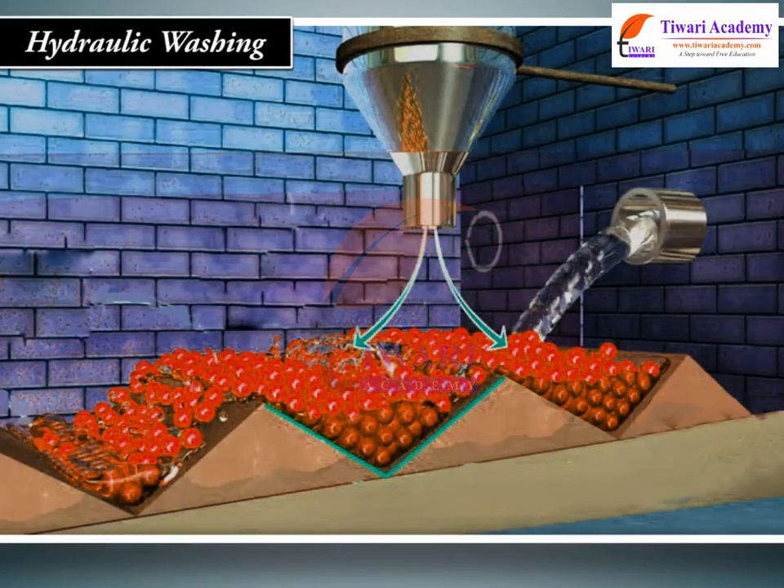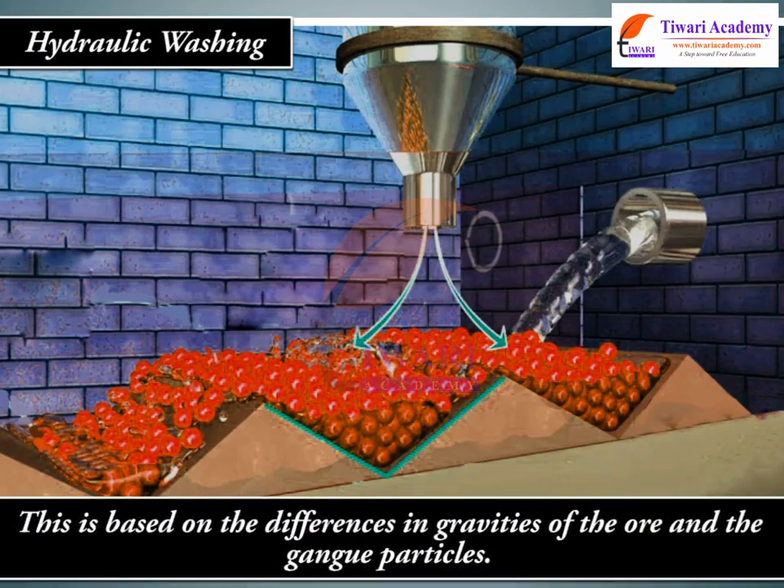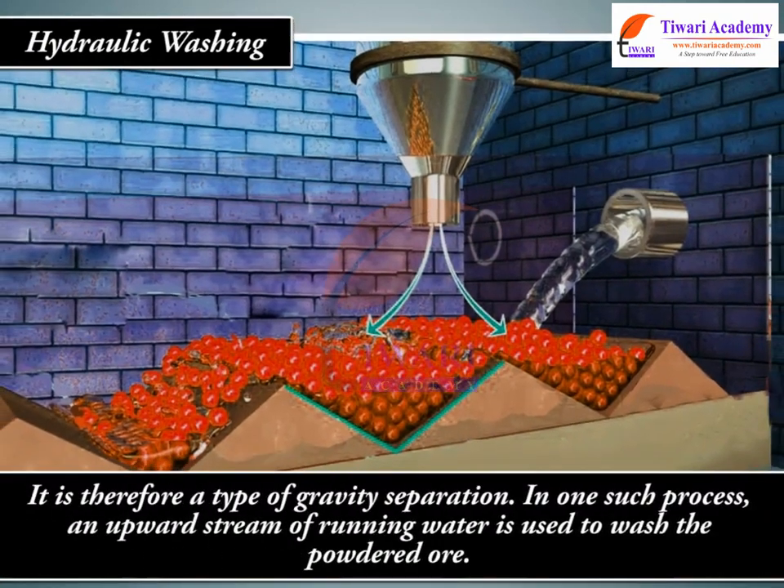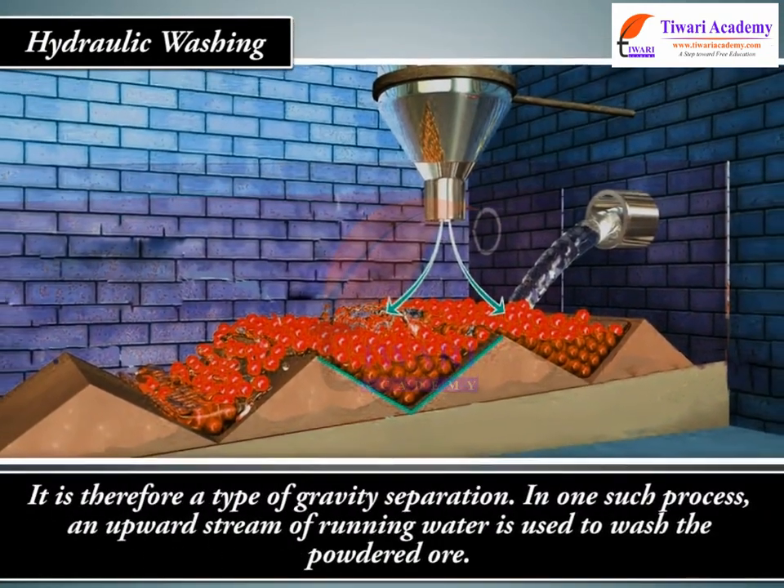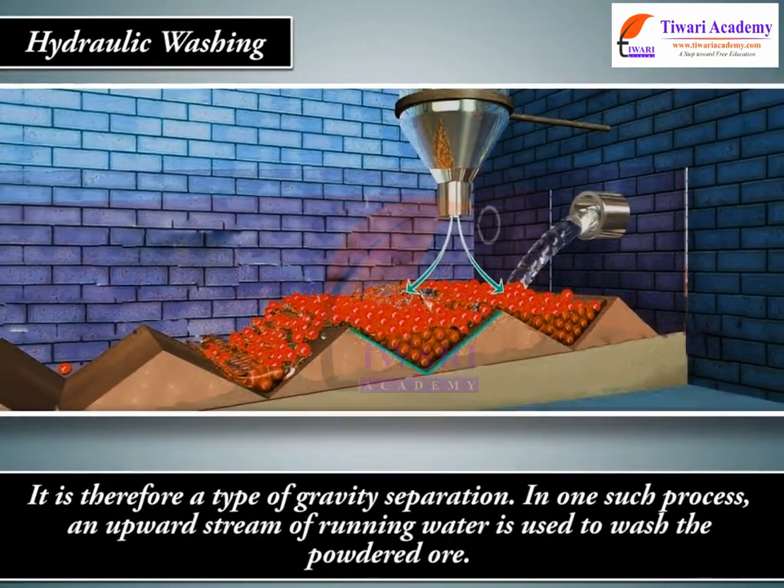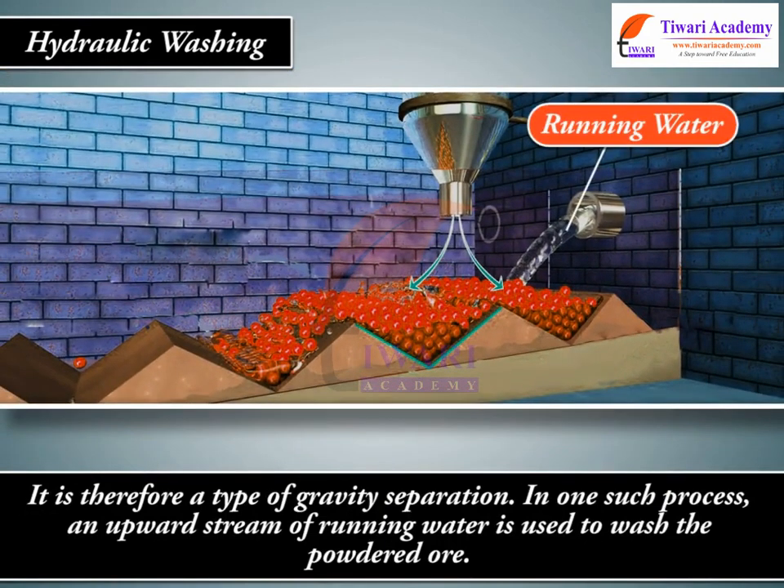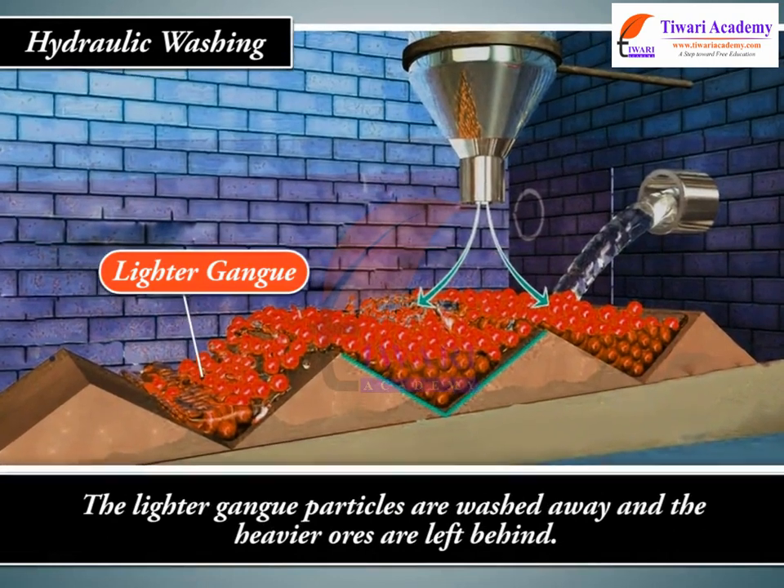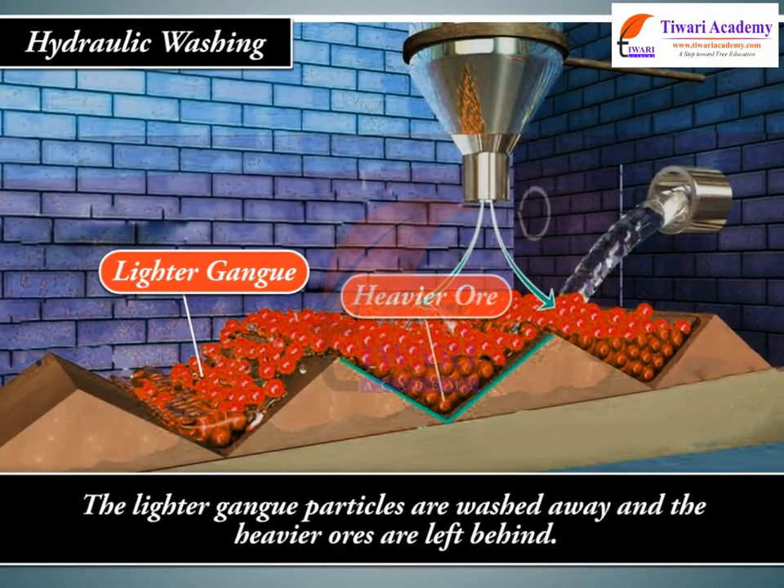Hydraulic washing. This is based on the differences in gravities of the ore and the gangue particles. It is therefore a type of gravity separation. In one such process, an upward stream of running water is used to wash the powdered ore. The lighter gangue particles are washed away and the heavier ores are left behind.